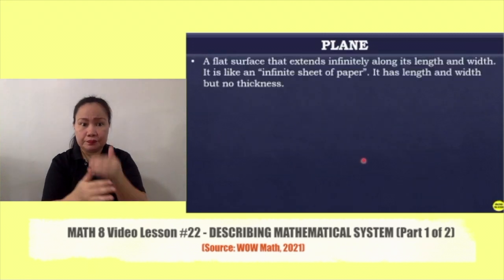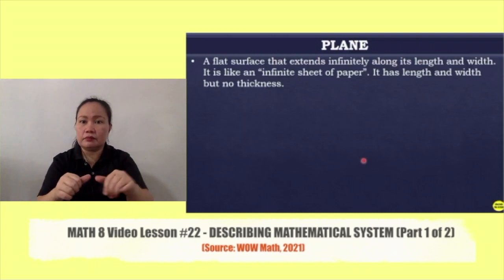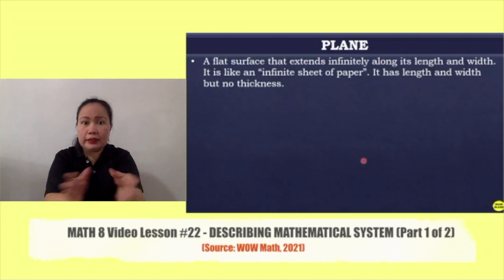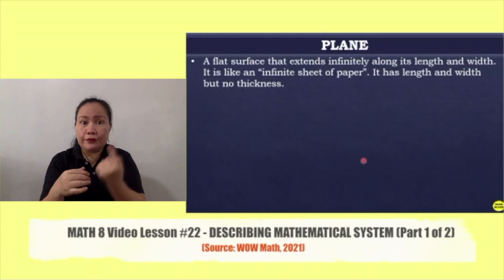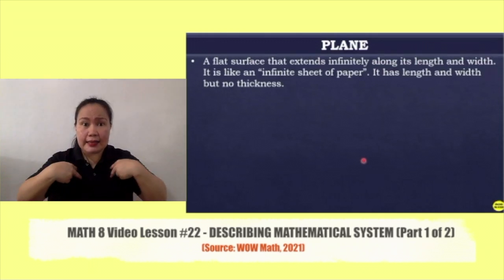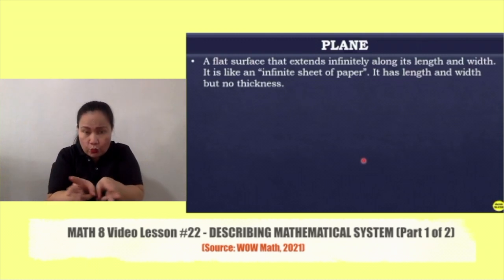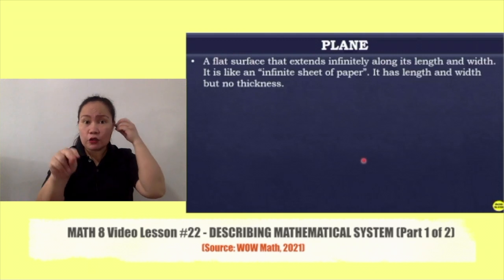Next, proceed tayo sa plane. So, a plane is a flat surface that extends infinitely along its length and width. Okay? It is like an infinite sheet of paper. It has length and width but no thickness. So, again, it extends infinitely along its width and length.